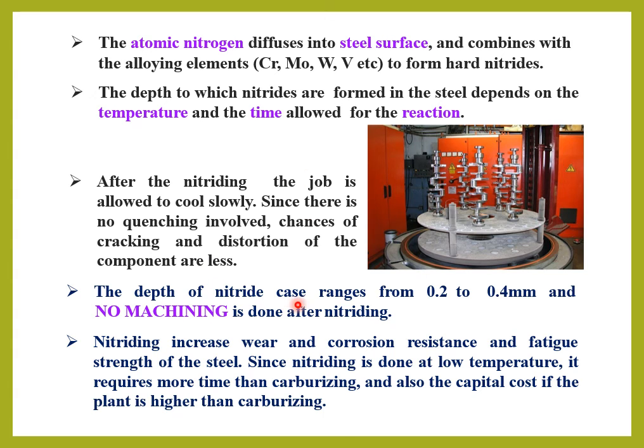Here the depth of nitriding is around 0.2 to 0.4 mm. It increases wear and corrosion resistance and gives high fatigue strength. Compared to carburizing, nitriding has more advantages. So this is about nitriding. In the cyaniding process, like carburizing, only the medium is different and the process is the same. So this is about the various surface and case hardening processes. Thank you.